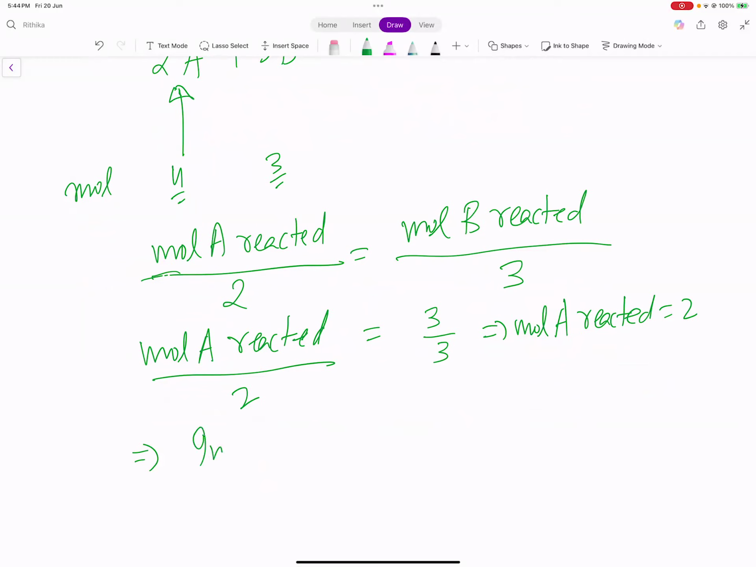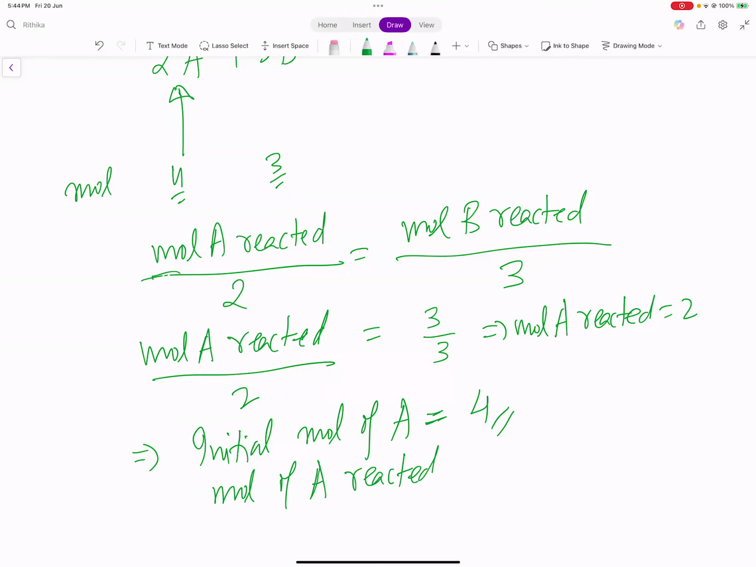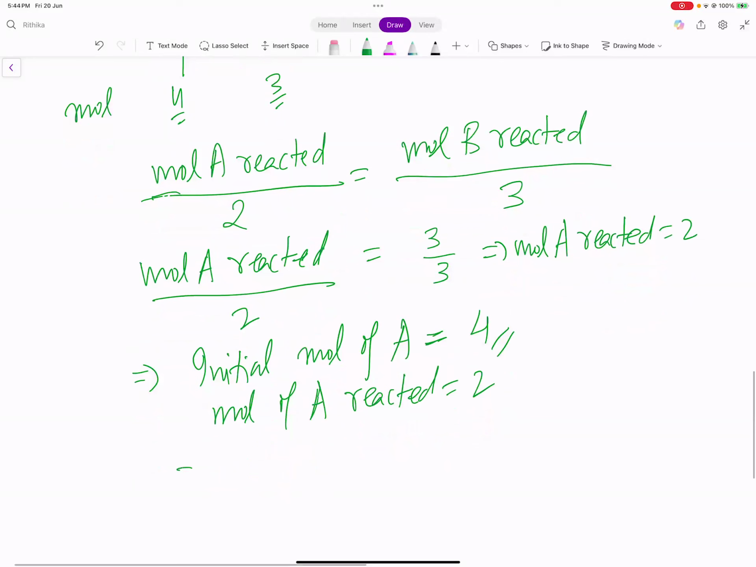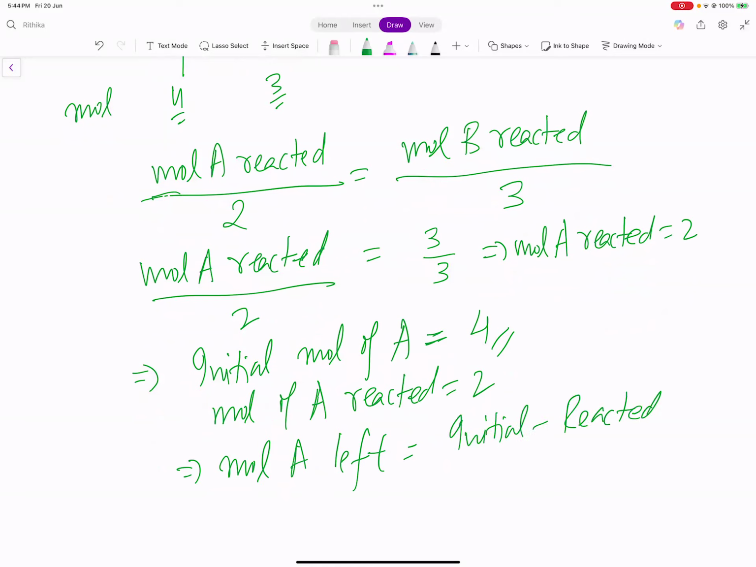So, how many initial moles of A were there? 4. Moles of A reacted is 2. So how many moles of A are left? 2. Initial minus reacted, which is 4 minus 2, which is 2. Got it? Clear? So this, sir, is how we will proceed.